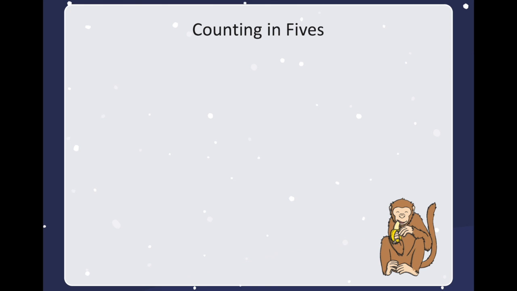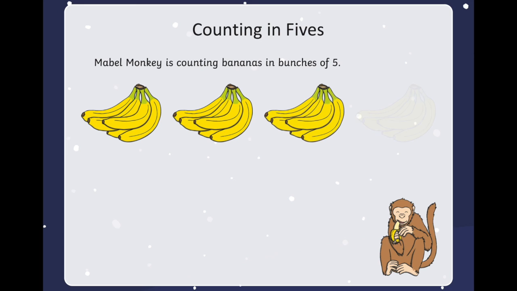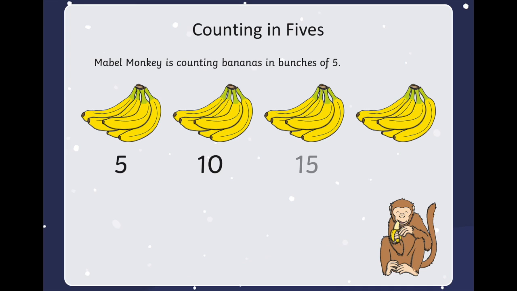Now we will move along to counting in fives. Mabel Monkey is counting bananas in bunches of 5. Let's count them together. 5, 10, 15, 20. If you want to count them all individually, you will see that there are 20 bananas.